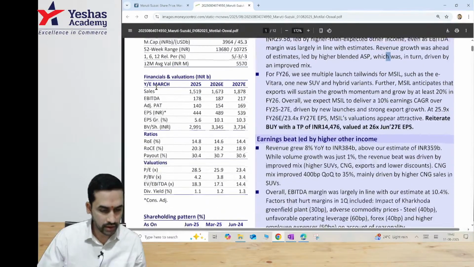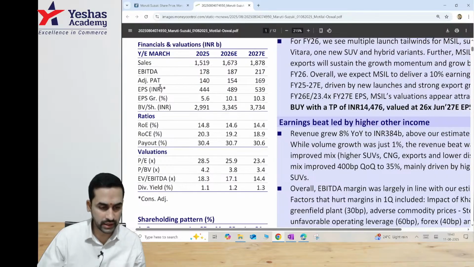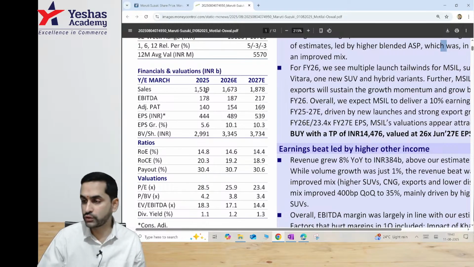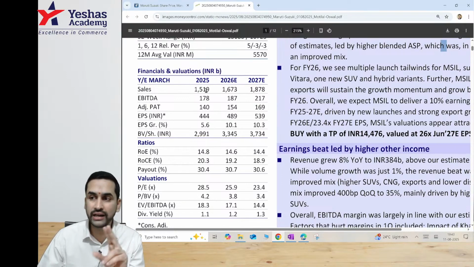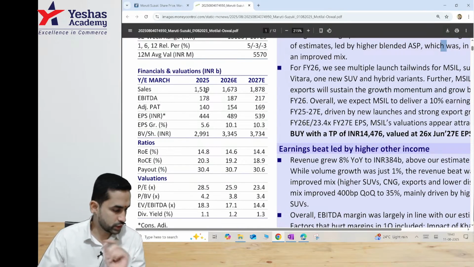Come down here. Financials and valuations. Can you see? Financials and valuation. Everything in rupee. B is billion. Yeah. So they have given sales. 2025, this is actual figure. When you see 2025, it is year ending 31st March 2025. That means this is financial year 24-25. That's how you should understand this.